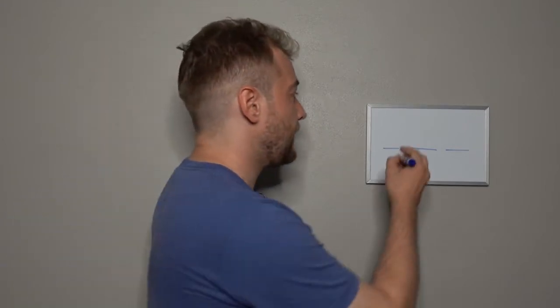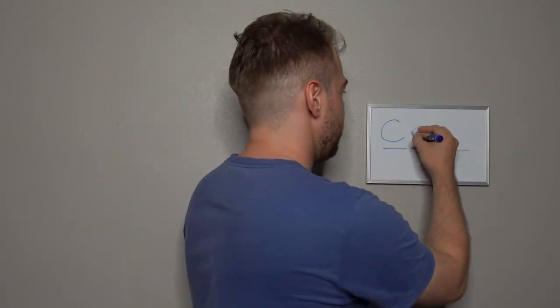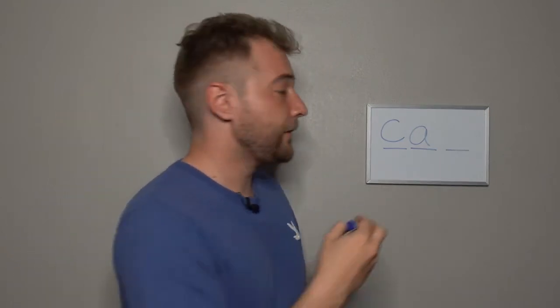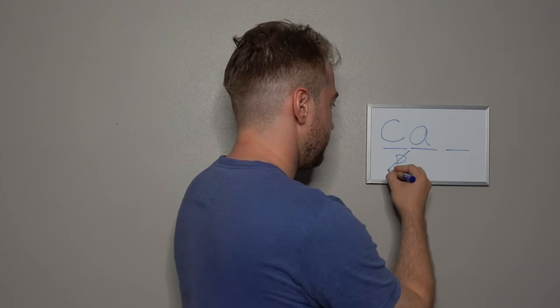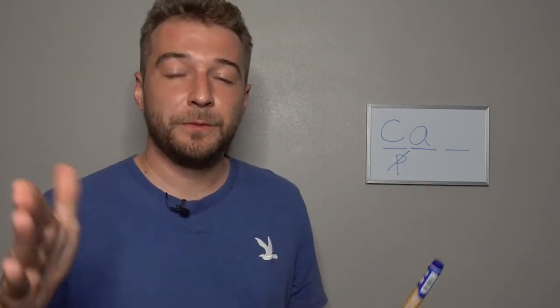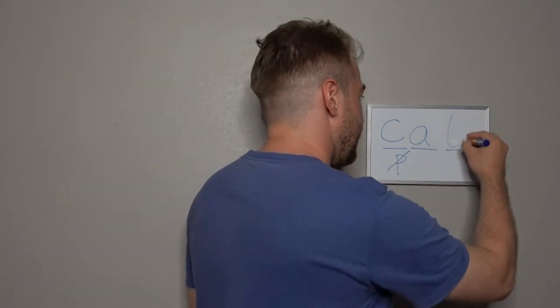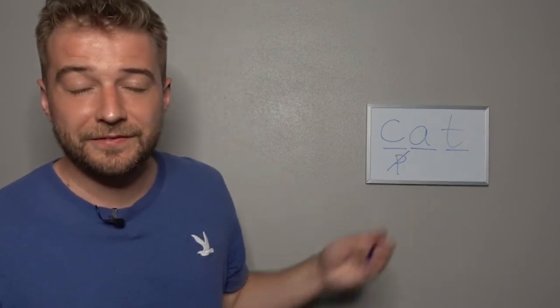C, well done. A, very good, that's the next letter. P, there's no P, I'm afraid. T, well done, very good. So the word is, what is it? Cat, wonderful. So that is how you would play Hangman.